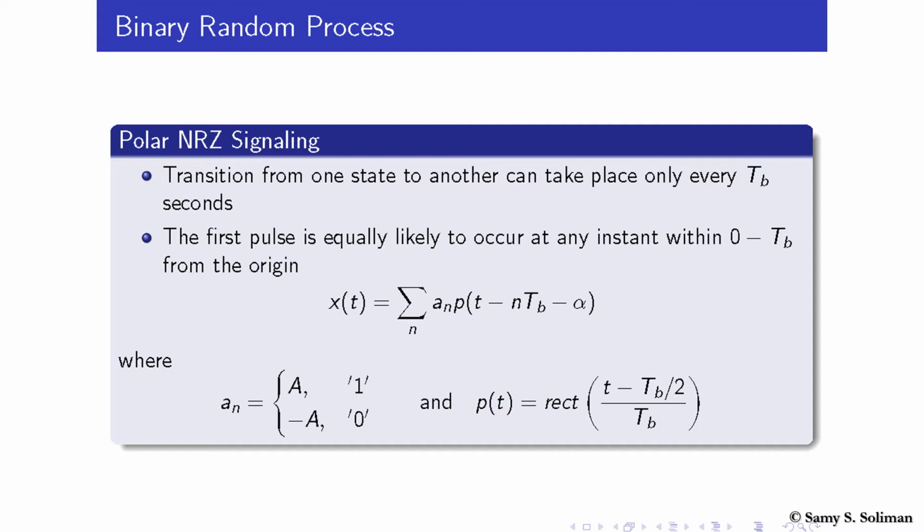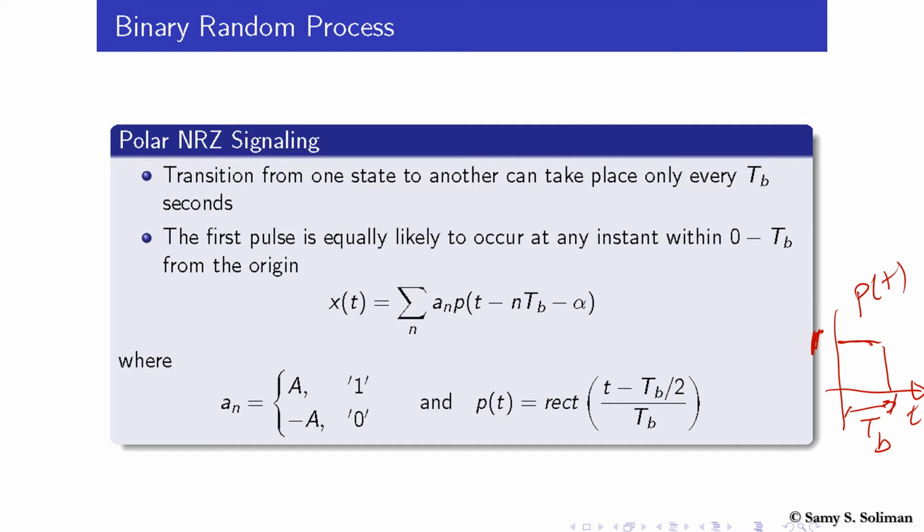Let's start with polar non-return to zero signaling, in which bit 1 is represented by a positive pulse and bit 0 is represented by a negative pulse. That is the meaning of being polar. And for non-return to zero signaling, our pulse is a rectangular pulse with an amplitude of 1 and duration of TB. That is the whole bit duration. So this is our pulse p of t.